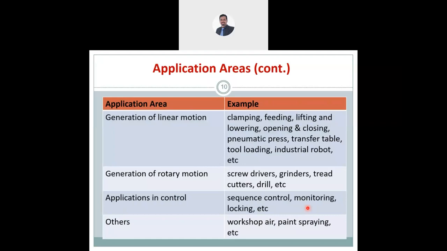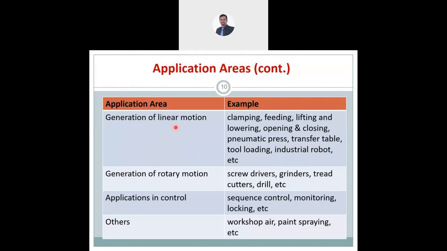Okay, so boleh tengok dekat sini application area. So you can use a linear motion macam tadi. Okay, gunakan piston. Okay, you boleh buat kerja clamping, feeding, lifting, lowering, opening, closing. Ada banyak lah. So dekat industri, you use industrial robot. Industrial robot for you to move. So you can use either hydraulic or pneumatic. So normally industrial robot is a light application. And you want it to do things fast, so you use pneumatic.